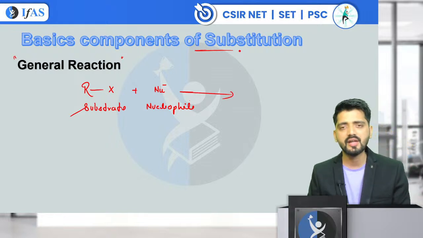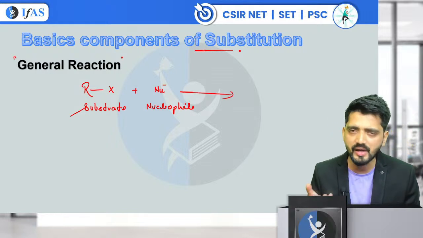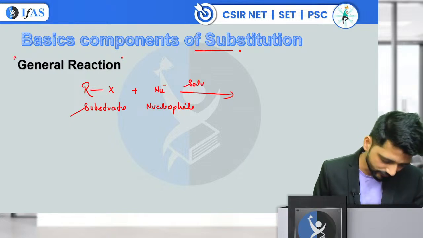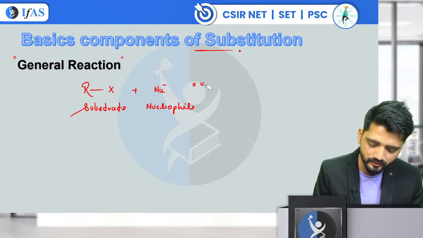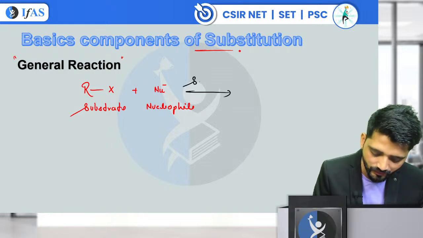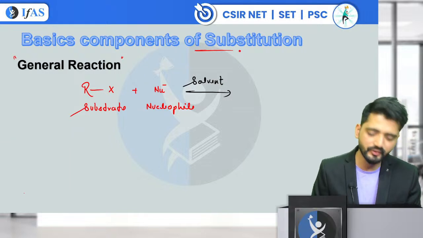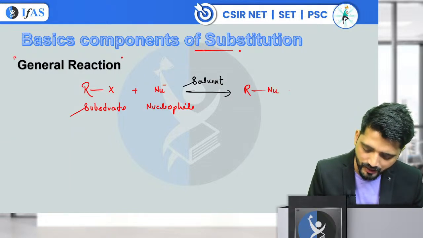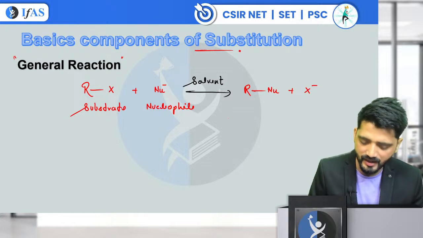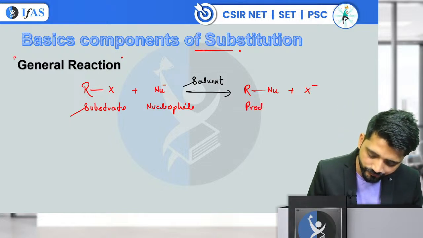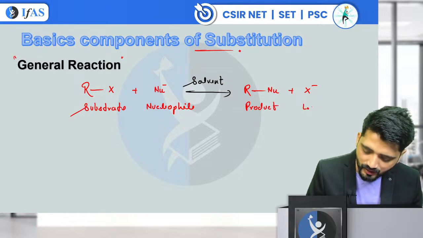And of course, if the reaction is taking place, you need to have some solvent. So a solvent may also be present. Sometimes it may be absent, but most of the time solvents are present. So we may have a solvent also. And once the nucleophile has attacked and substituted, we will have our product. And of course, the leaving group must have been eliminated. So this is our product and this is our leaving group.